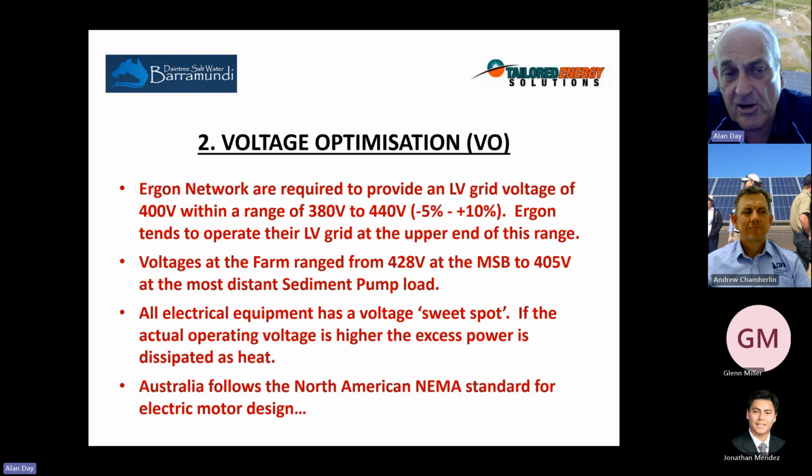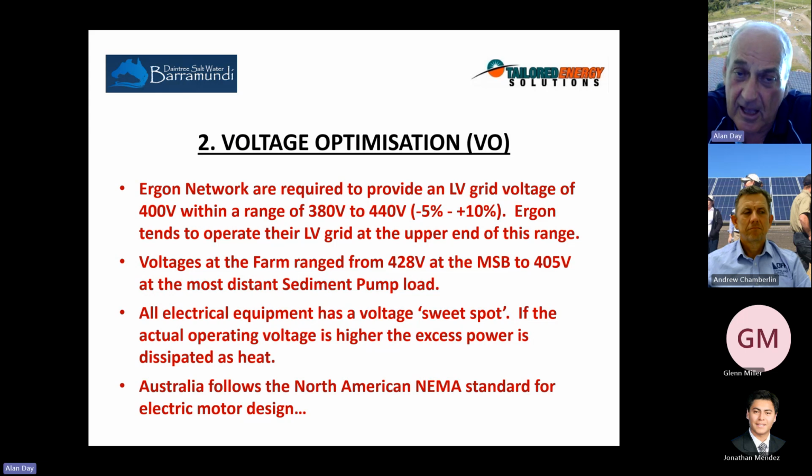The first thing to understand is that Ergon Network, and in fact every network in Australia, is required to provide a low voltage grid, three-phase, we'll talk three-phase, of 400 volts within a range of 380 to 440. That's -5% plus 10% on that 400. There's a smaller allowance below 400 because low voltage is more dangerous and more risky for equipment than high voltage. And because voltage will always vary during the day and night, Ergon tends to prefer to operate their grid at the top end of the range. It's less risky for them.